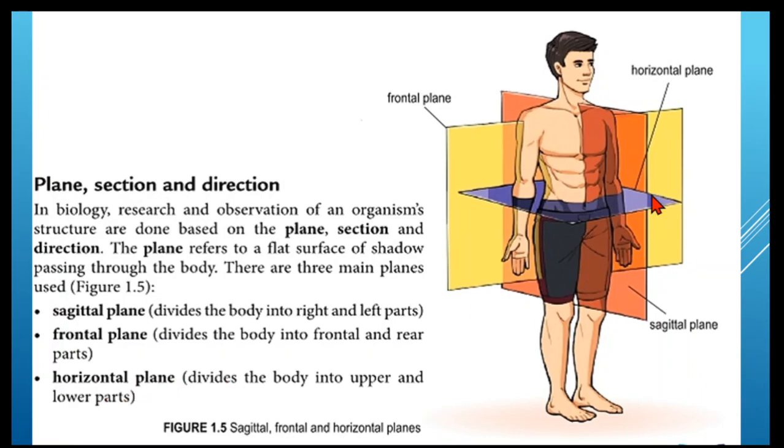See this horizontal plane? The horizontal plane divides the body into upper and lower parts. This is upper and this is lower. That we call the horizontal plane. The sagittal plane, as before, divides the body into left and right. That is the sagittal plane. The horizontal plane gives upper and lower parts. The frontal plane is front and back.